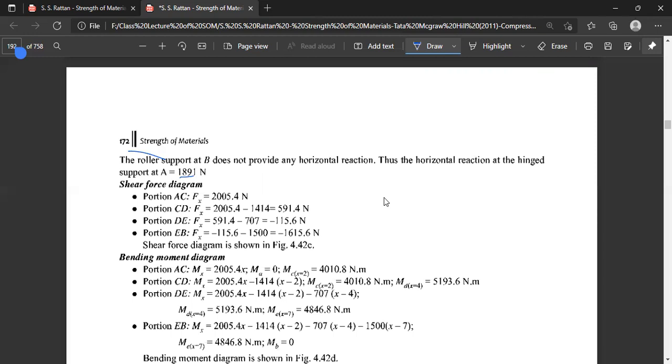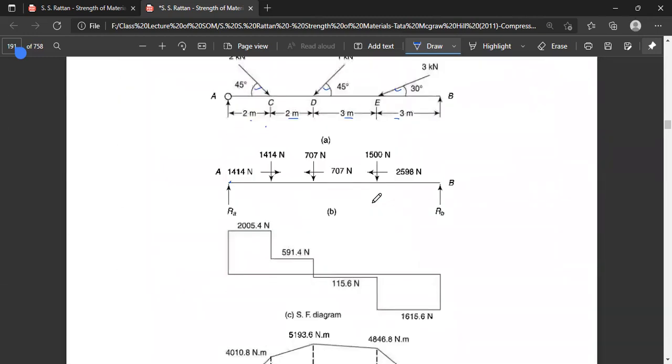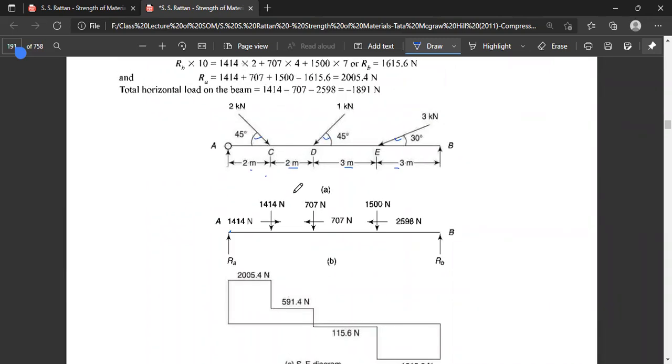Now the shear force diagram will follow the same way. From A to B, we have two vertical forces. One is RA upwards, and if we take a section somewhere here at a distance x from this end, there will be only one vertical force acting, that is the reaction RA, 1414. That is equal to the shear force at this position.